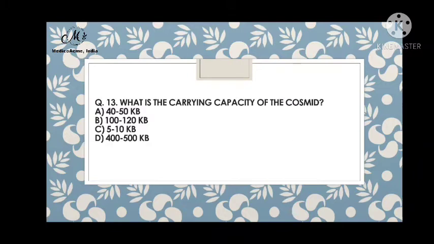So guys, question number 13 is what is the carrying capacity of the cosmid?